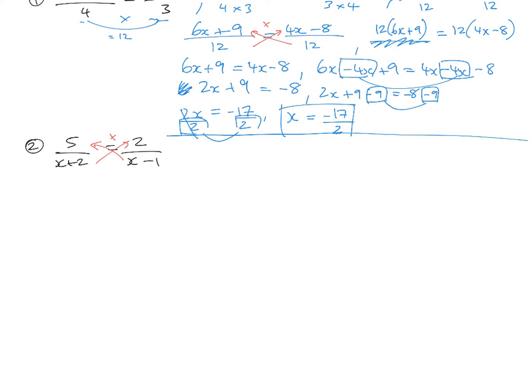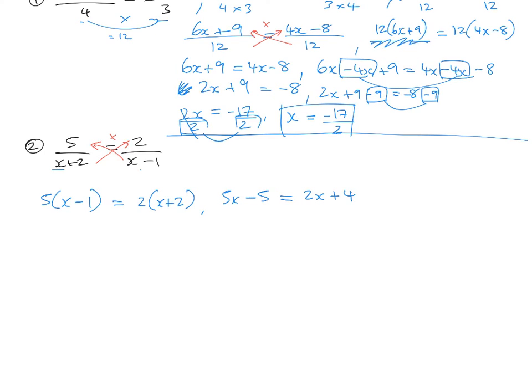So it's going to be 5 lots of x take 1, because you're timesing x take 1 by 5. And the other side is going to be 2 lots of x plus 2, because it's the x plus 2 times by the 2 on the other side. So we can expand the brackets now. 5 times by x is 5x. 5 times by negative 1 is negative 5. 2 times by x is 2x. 2 times by 2 is 4.